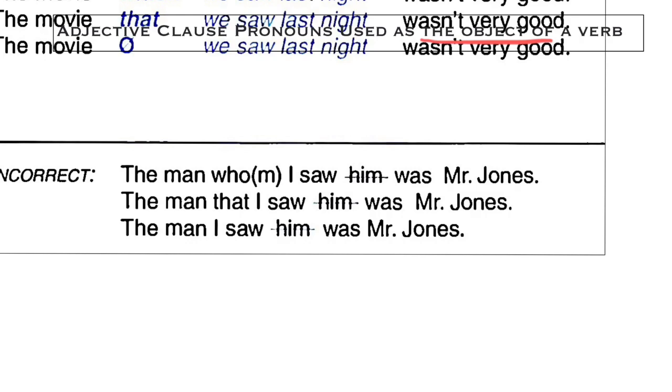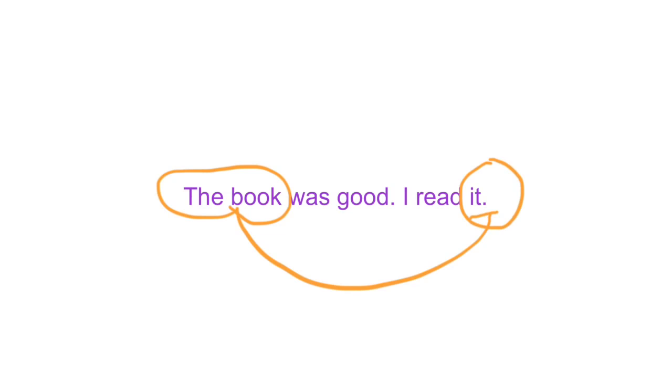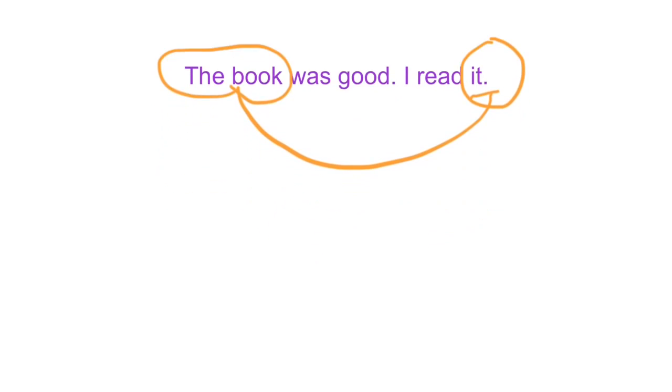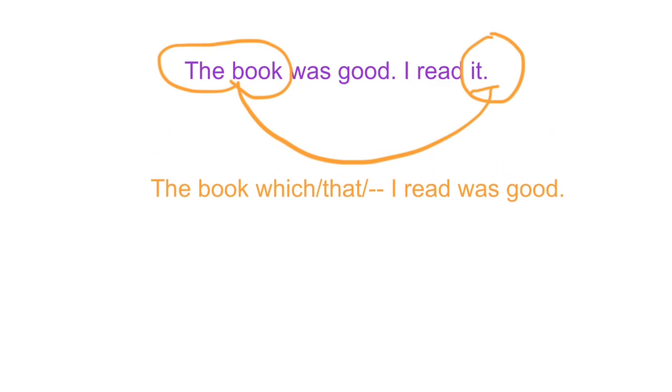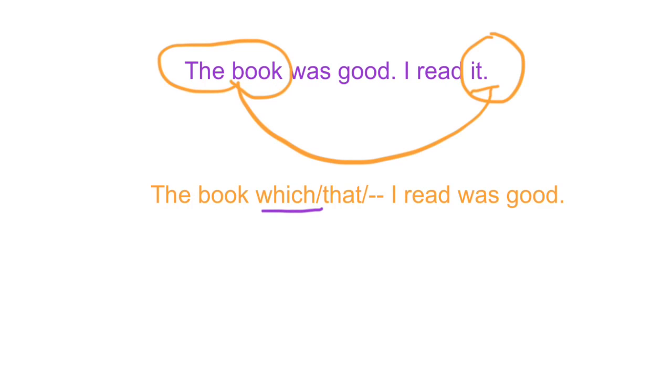In this example, the pronoun him must be removed. It is unnecessary because who or whom or that, or without whom or that, function as the object of the verb saw. Let us see the following example. It refers to the book, and it is the object of the verb read. The sentence will be, the book which I read was good. The book that I read was good. The book I read was good.